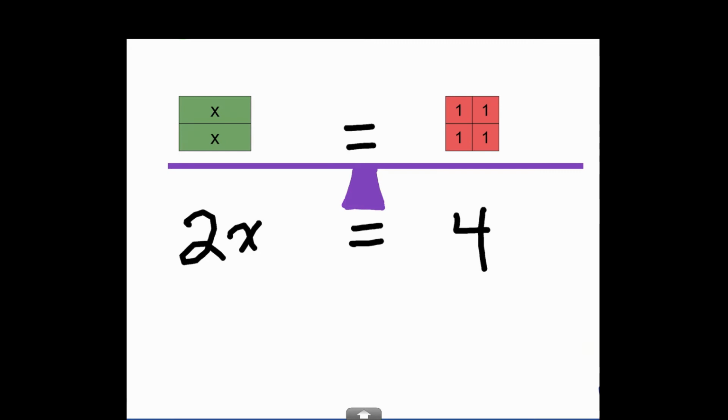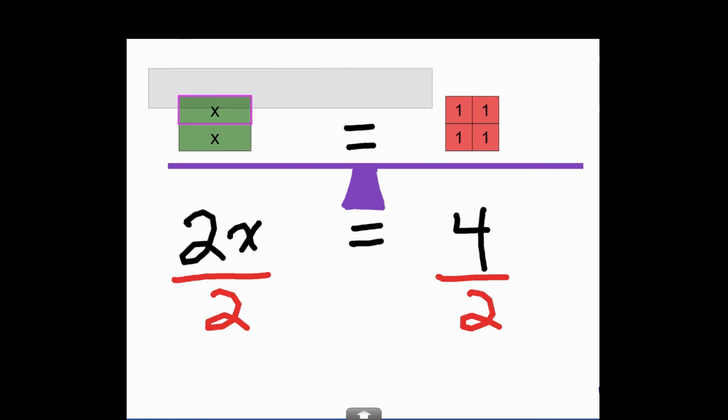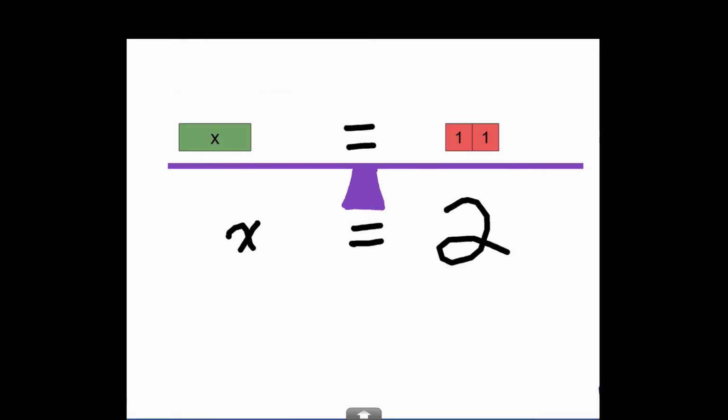Now, we still have to isolate x. We need to find out x by itself, not 2x. In order to get rid of the 2, we need to divide. And what we do on one side, we've got to do to the other side as well. If you take a look at our model here, you can already tell that these are equally divided. But let's start taking it away and see the new equation. We have x equals 2. And that will continue to make the scale balanced.